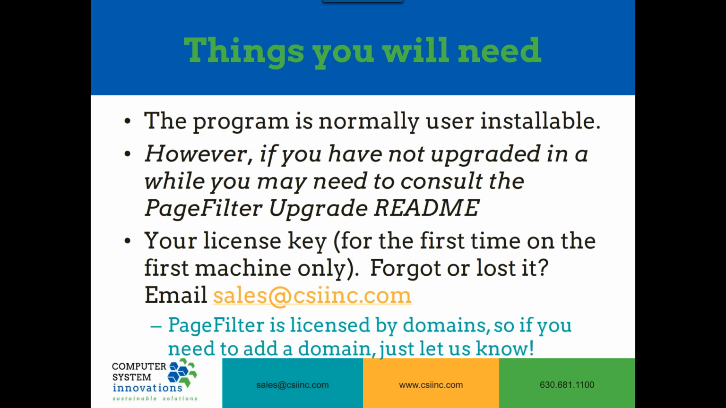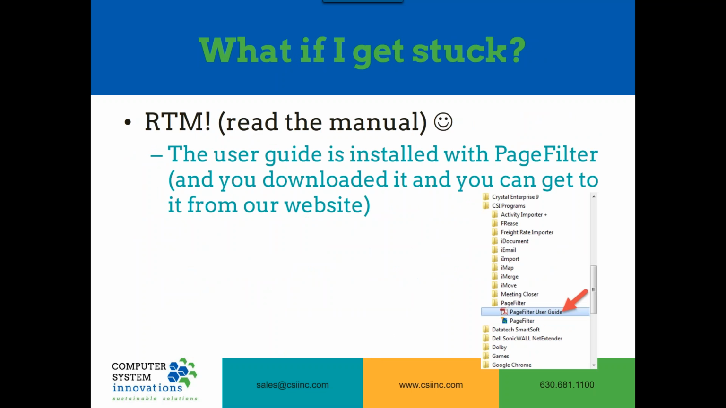If you need to add a domain, so say you have meetings.abc.org or whatever like that, you can go ahead and call us and we'll get you a license key for that. If you get stuck, go ahead and read the manual. We spent a lot of time on that manual. There's a lot of good stuff in there.